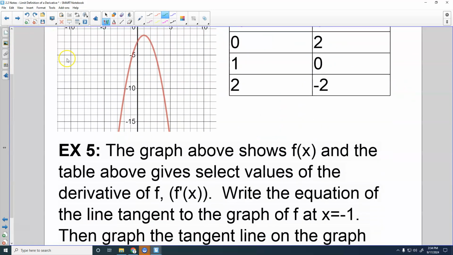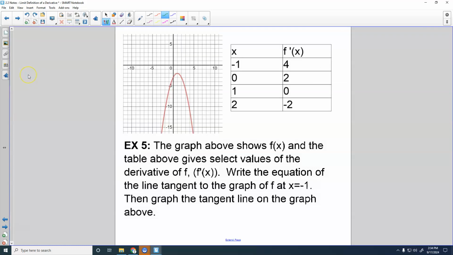All right, let's see. Okay, these are important for us to look at because these are not questions where you're really going to do a lot of work, but you still need to be able to find the answer. So this shows f of x in the table, gives select values of the derivative of f. Write the equation of the line tangent to the graph at x equals -1. Then graph the tangent line on the graph above. Okay, so we're looking at x equals -1. X equals -1 right here on the graph. To write the equation of the line tangent, we need 3 things. Just like the last problem we did. We need a point, we need a slope, we need the equation of the tangent line, right?